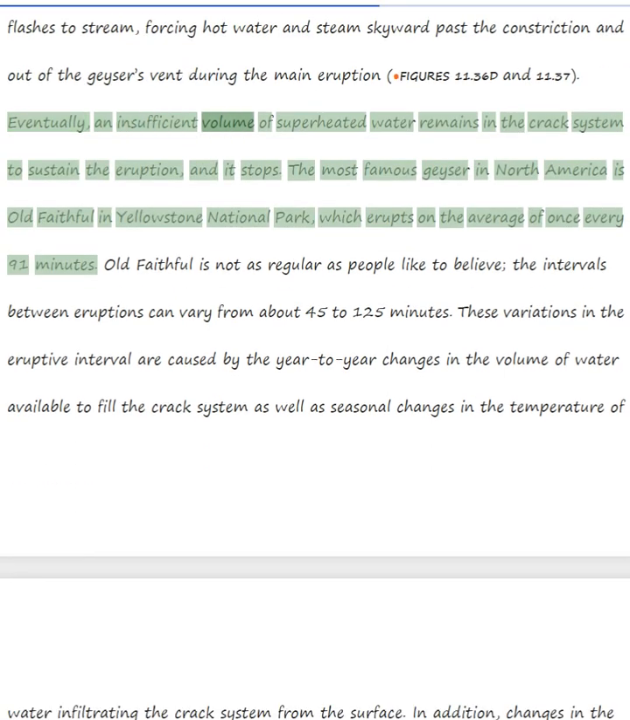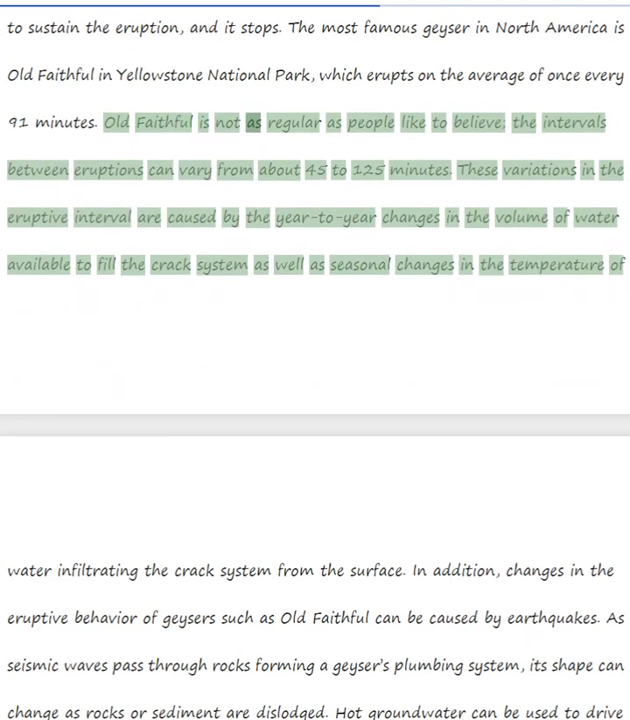Eventually, an insufficient volume of superheated water remains in the crack system to sustain the eruption, and it stops. The most famous geyser in North America is Old Faithful in Yellowstone National Park, which erupts on the average of once every 91 minutes. Old Faithful is not as regular as people like to believe. The intervals between eruptions can vary from about 45 to 125 minutes.